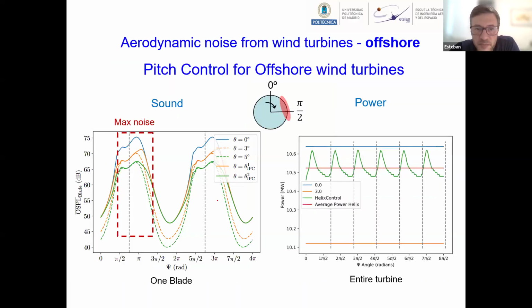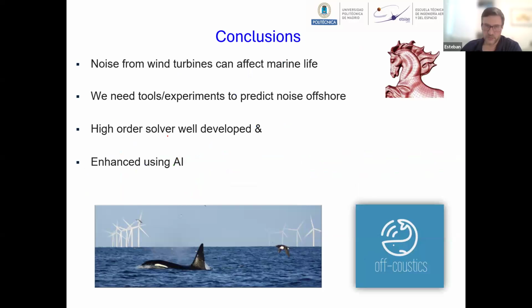We have done so, and the paper is under review these days. The idea is that we don't sacrifice as much energy as if we were to change everything all the time. We just lose a little bit of energy in this region where we are minimizing the acoustics. Right, so with this I will finish.